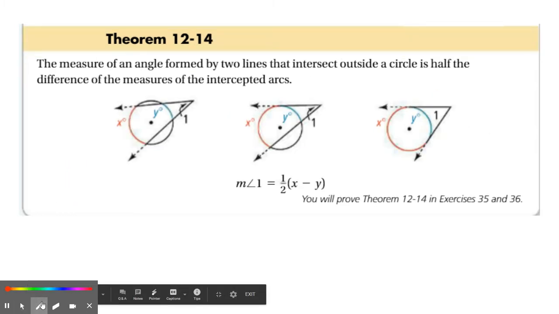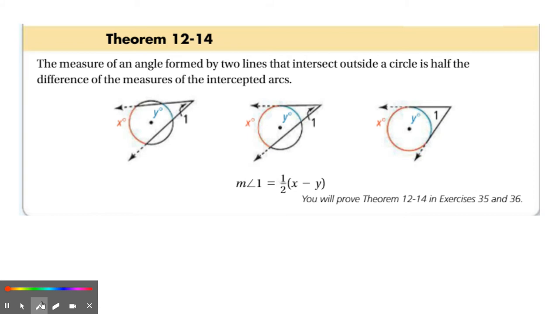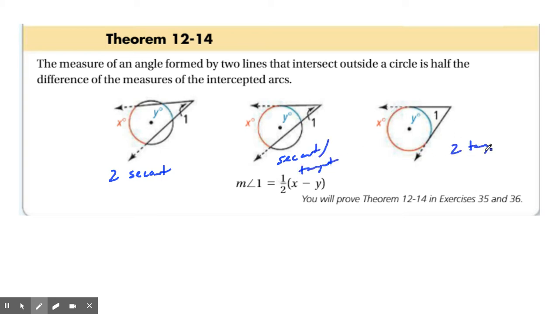So now we can use secants and tangents to build angles outside of the circle. Here in this picture, we have two secants. In this picture, we have a secant and a tangent. And in this picture, we have two tangents. But nonetheless, the vertex of the angle is outside of the circle.